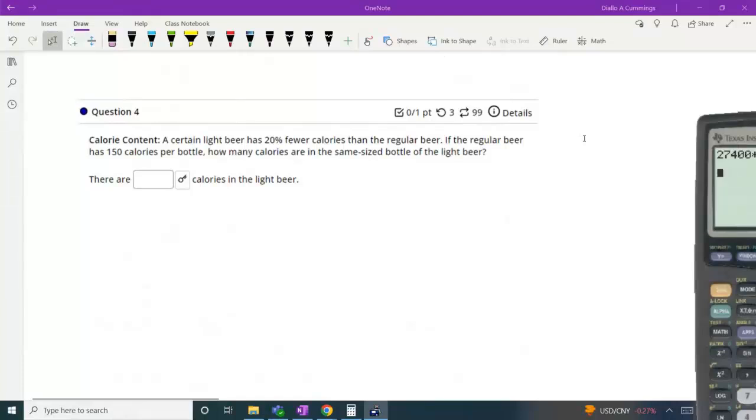You can also subtract percents, right? So this is similar to number 4, and it deals with calorie content, and it says a certain light beer has 20% fewer calories than the regular beer. If the regular beer has 150 calories per bottle, how many calories are in the same size bottle of light beer? So here we're going to subtract percents.